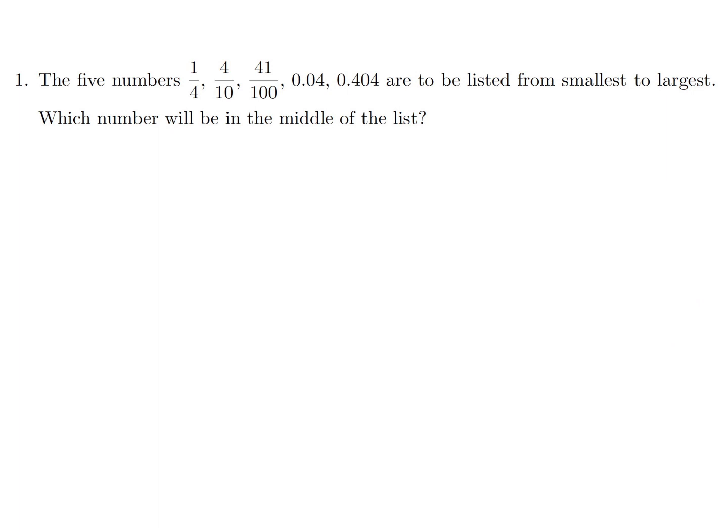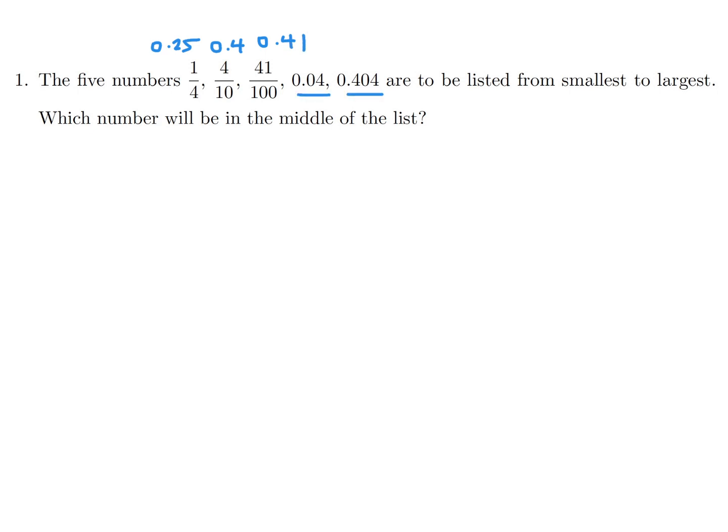The five numbers 1 over 4, 4 over 10, 41 over 100, 0.04, 0.404 are to be listed from smallest to largest. Which number will be in the middle? Let's convert these to decimals first. That'll be 0.25, that'll be 0.4, that will be 0.41, and the rest are already converted, these guys.